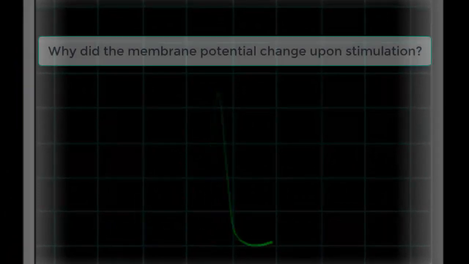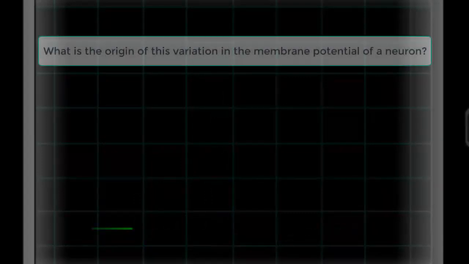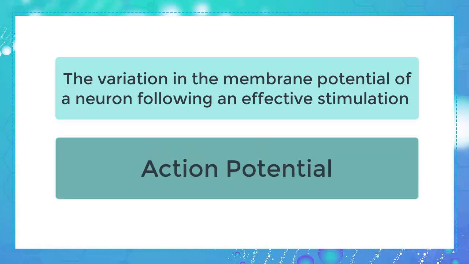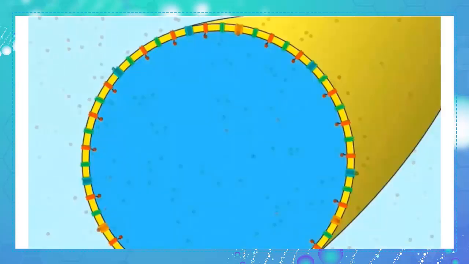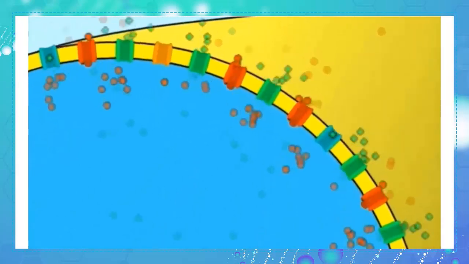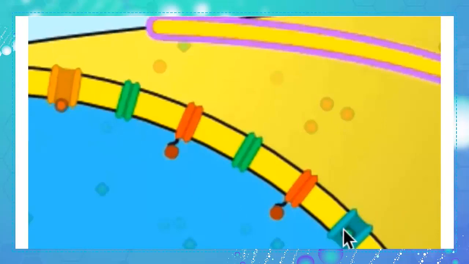You must be asking, what happened? Why did the membrane potential change upon stimulation? What is the origin of this variation? All these questions will be answered in this document. Actually, the variation in the membrane potential that happens following an effective stimulus is known as action potential. And before I start answering all the different questions that you have about action potentials, let's go back to the axon of a neuron.